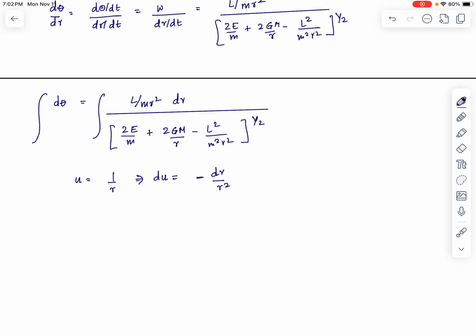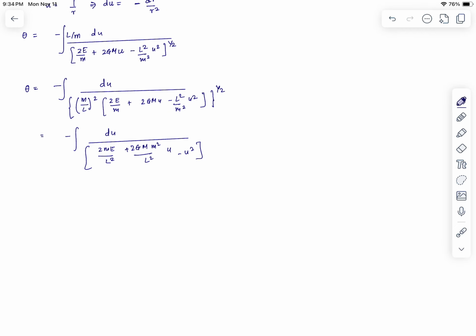So we have theta on the left, okay, is nothing but L divided by m, and minus du, and here we have in the denominator 2e divided by m plus 2gm divided by r, and instead of 1 over r we have u, okay, minus L square divided by m square, and we have u square here, and this is an easier integral to solve, okay.